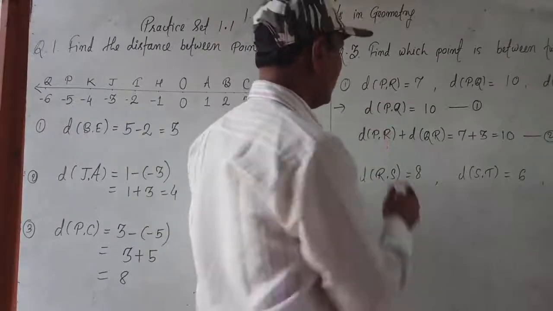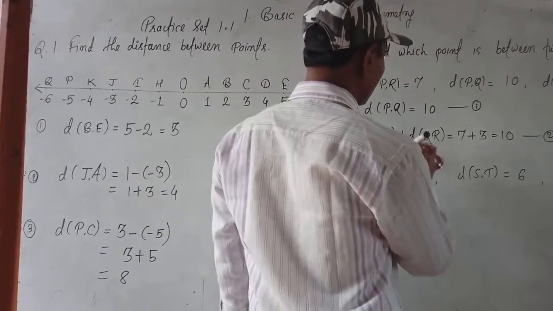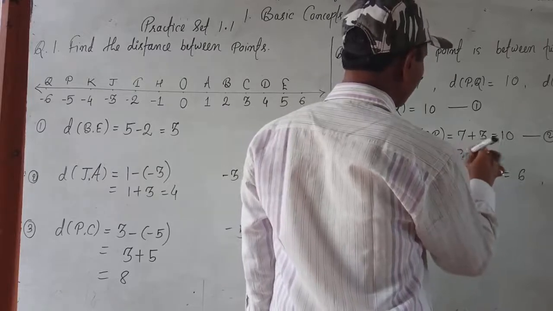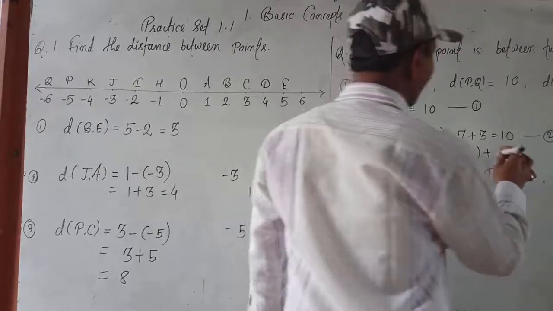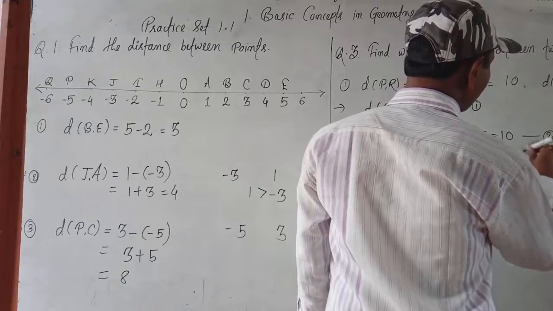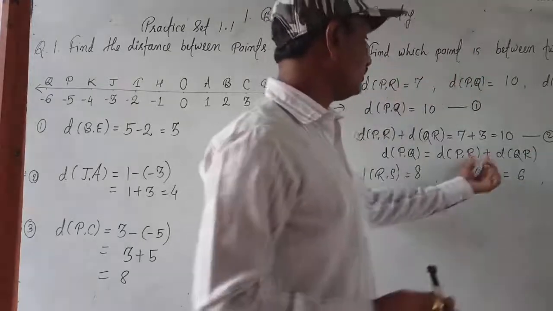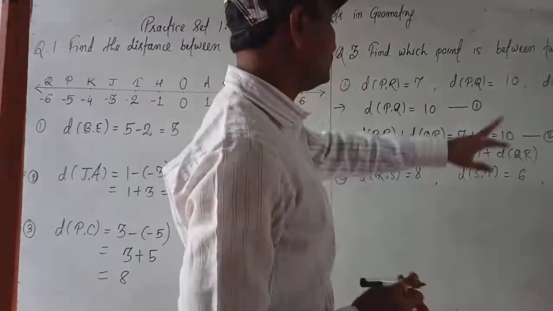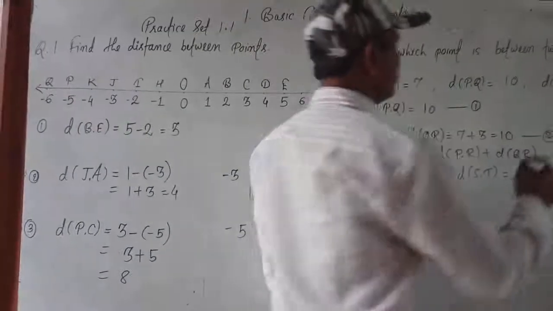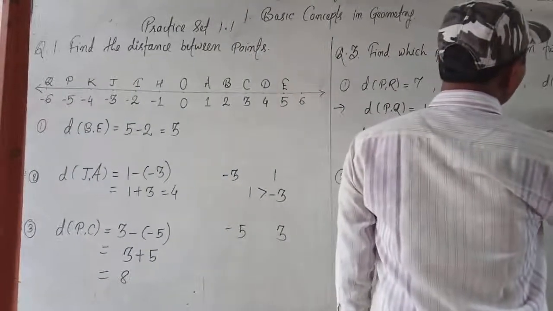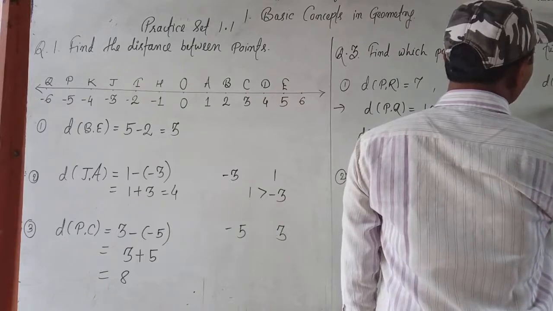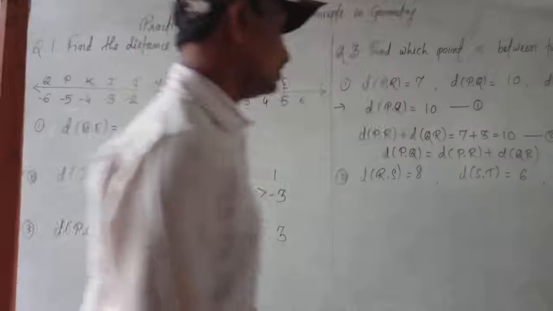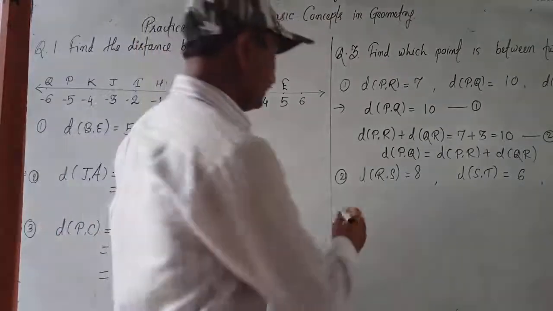Therefore, distance PQ equals distance PR plus distance QR. So which is the common point between these two? You can see R is common. So that's why R is between point P and Q. So we can write like this: R is between point P and Q.